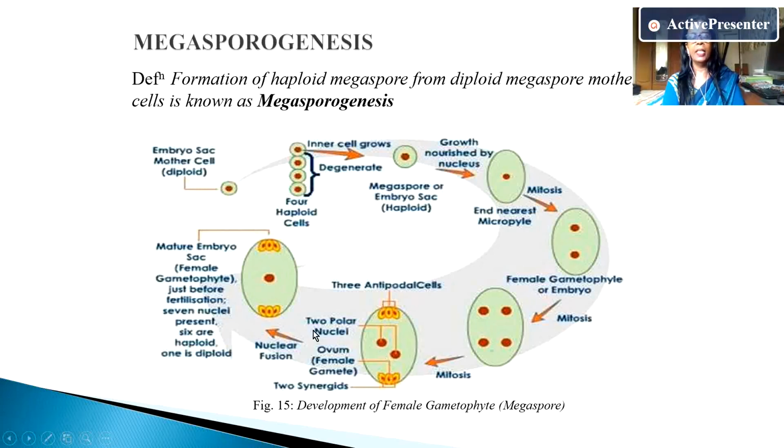And these 8 cells are arranged in such a way that 3 cells are in the antipodal region, 3 cells in the micropylar region, and 2 cells at the center. So this is the female gametophyte or embryo sac. This is produced inside the nucellus. It is formed from one of the diploid cells of the nucellus. From this cell, the gametophyte is produced.